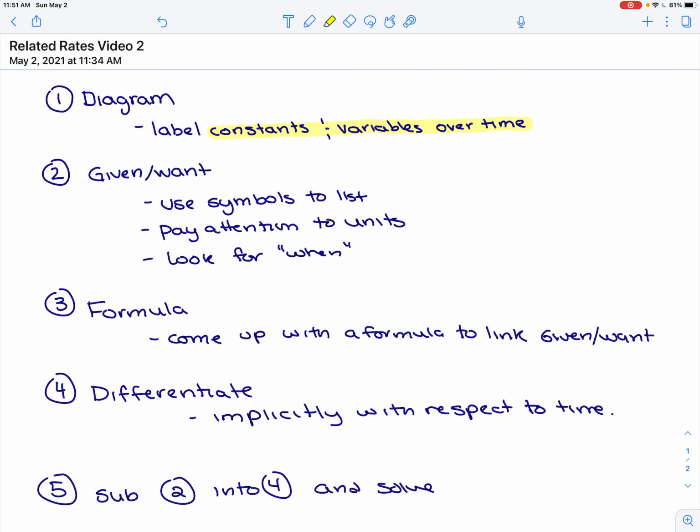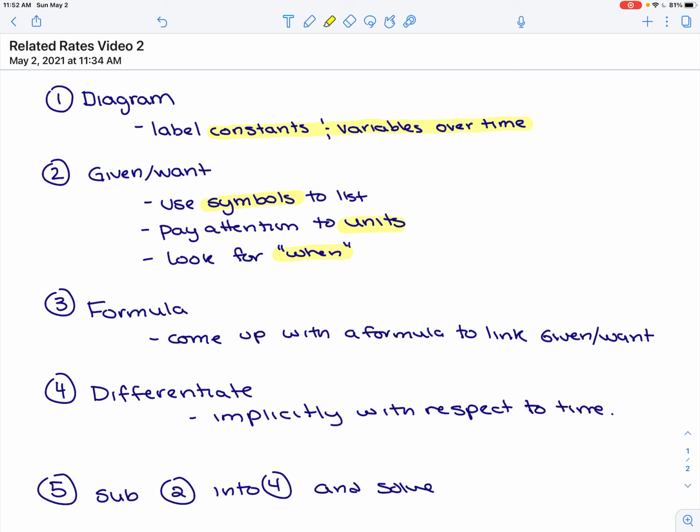And then I recommend making a little list of what you're given in the word problem and what you want. So you want to use symbols, and the symbols can connect to what you have labeled them as in the diagram. And you want to pay attention to the units. What I mean by that is, feet per second would be distance over time, so it sort of gives you a hint of what variables to use. Okay, and also you want to look for the when. So when did you pause this video? There had to be an instant in time, otherwise we can't use calculus to solve it.